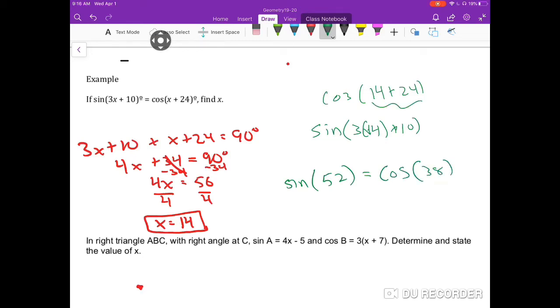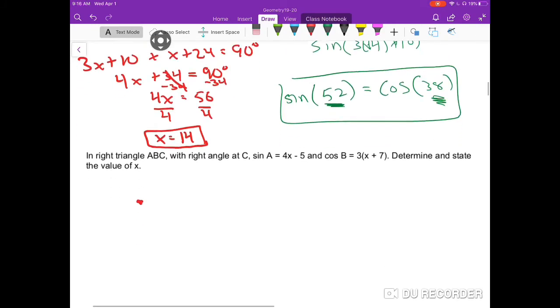Now, what should you notice? We should notice that 52 plus 38 is 90 degrees. That's the cofunction rule, so therefore sine and cosine have to be equal. I can go one step further and check this in my calculator and do the sine of 52 and the cosine of 38. All right, so that is the first way that you would be asked this, case number 1.